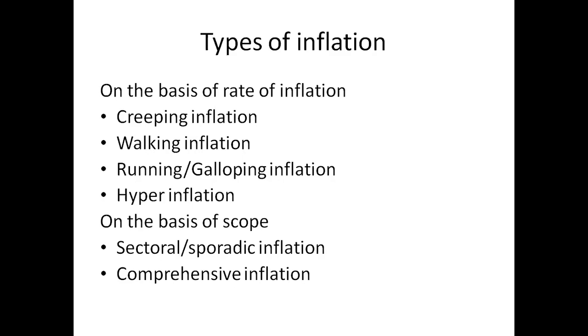Then I have another point, running or galloping inflation. No doubt, this is the third stage when we run. When a boy runs or a girl runs, when there is a rapid increase in the prices in a very short time period, it is a running inflation, and the rate of inflation basically varies from 80 to 100%. This is actually an adverse situation for middle class people, poor people. No doubt this situation is okay for rich people.